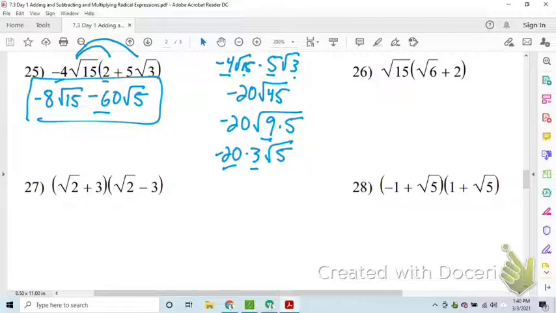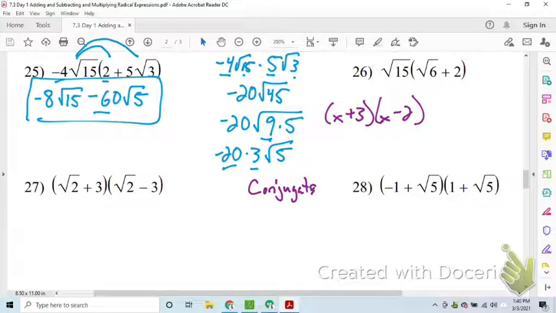Now, the next one, dun dun dun, is just like we were multiplying x plus 3 times x minus 2, things like that. We have to double distribute. So I'm going to take my time, and these happen to be something called conjugates. All right? They're essentially the same thing. The only difference is one is a plus and the other's a minus. That'll come into play big time on the next assignment, or maybe the next section.